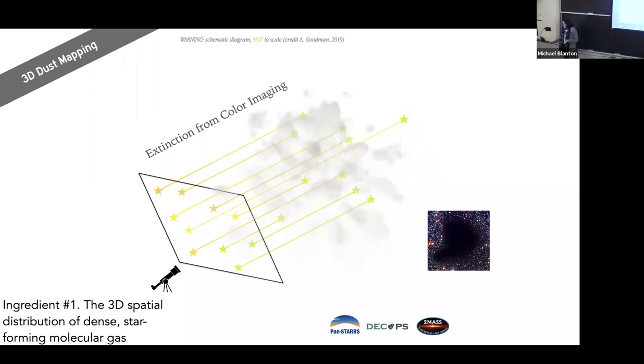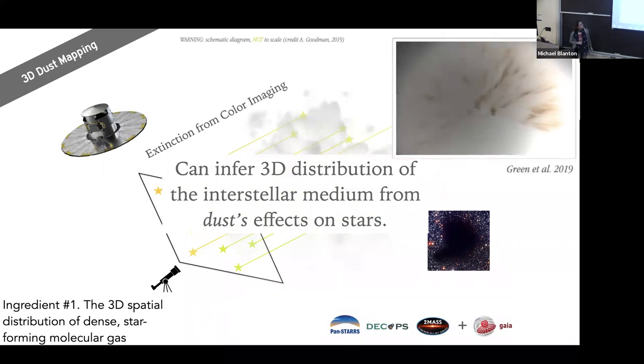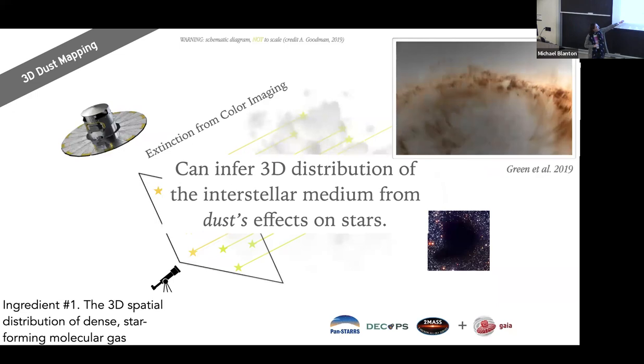And so we've been able to do this for about 10 or 15 years. But there's this new mission called Gaia that gave us the precise distance to all of these stars in the Milky Way, like a billion stars in the galaxy, which has allowed us to do 3D dust mapping a lot better and render these new views of the interstellar medium. So that's an example of a 3D dust map in the Milky Way.